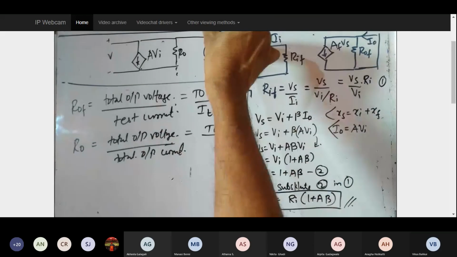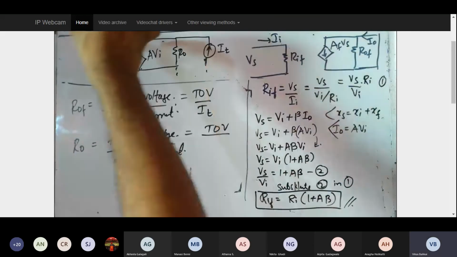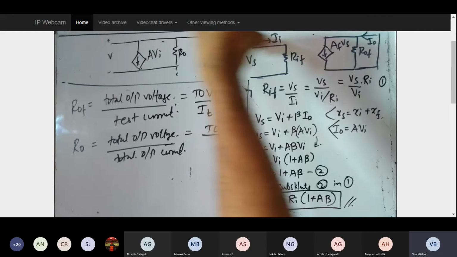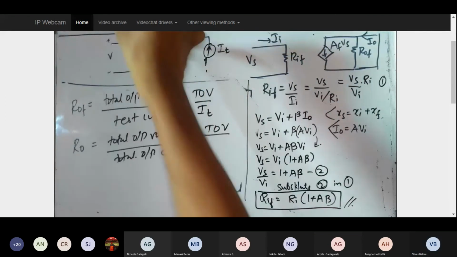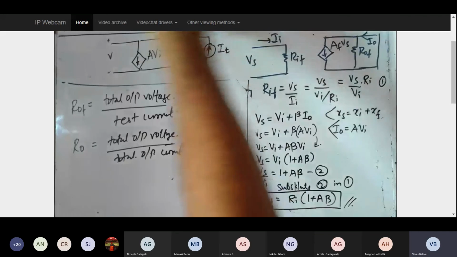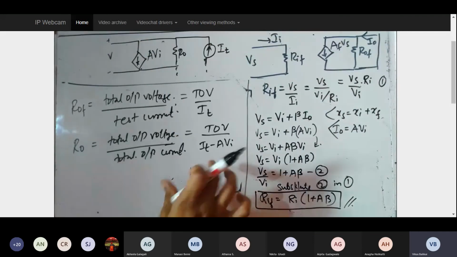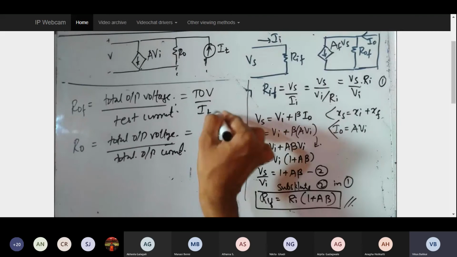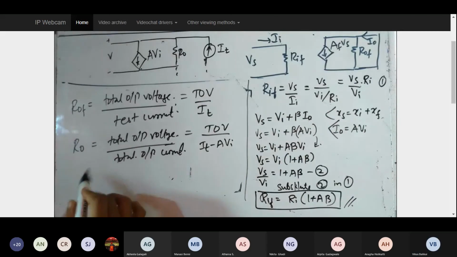Total output current is IT minus A into VI. That is what I can represent. So this is my total output current: IT minus A into VI. The entire total output current is this thing. So if I need R naught, this is how I define it, and if I need ROF, I define it this way. So from this, let me start. ROF is given by V upon IT.